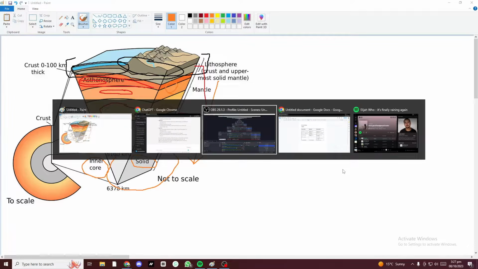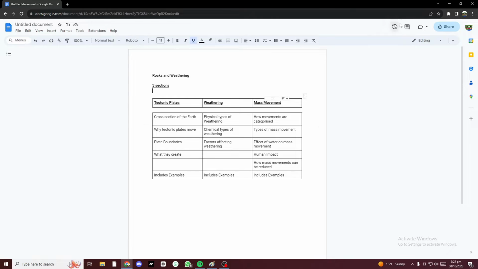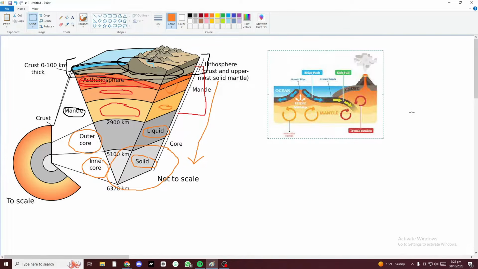So now what's next? So why do tectonic plates move? Okay, here we go. Here's just a quick picture. It's quite bad, but you get the gist of it. So tectonic plates move because the mantle, the section underneath the crust, is constantly moving. So just below the crust, there is constant movement because the magma below it is moving.